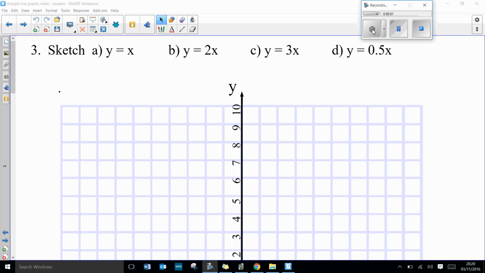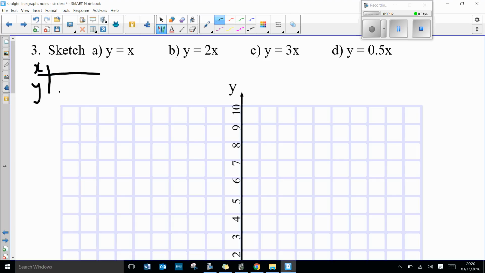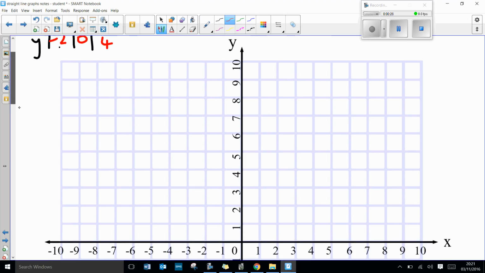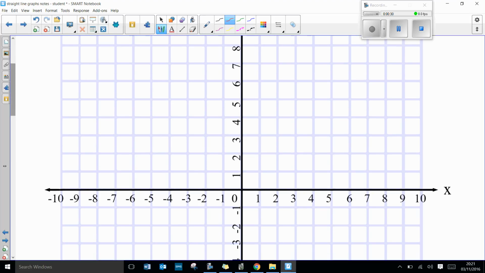Here we're going to draw some more lines. As before, we're going to make up our own little table of values with -2, 0, and 4. This rule is y is equal to x. So whatever x is, y has that same value. So this would be -2, 0, and 4. That's a nice easy one. -2, -2, 0, 0, and 4, 4.